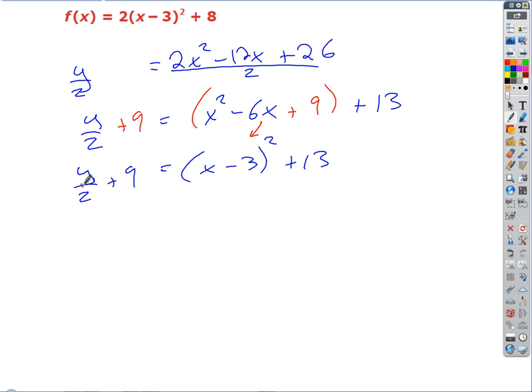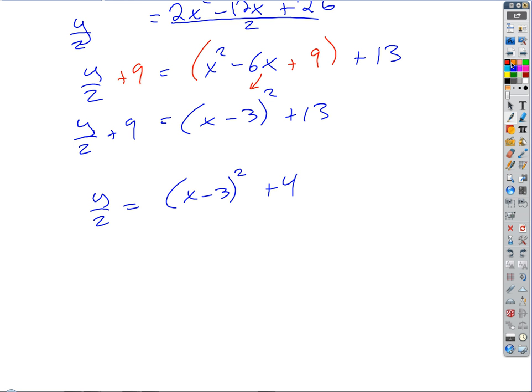So then we're just going to isolate the y, right? Just get that y by itself again. So we subtract 9 from both sides, which gives us y over 2 equals x minus 3 squared plus 4, and then just multiply by 2, right? Multiply a 2 through both sides.